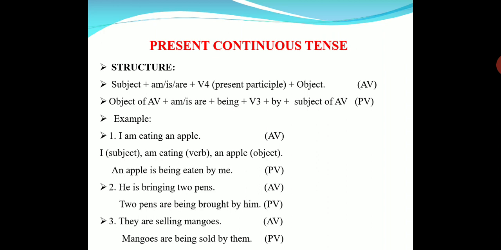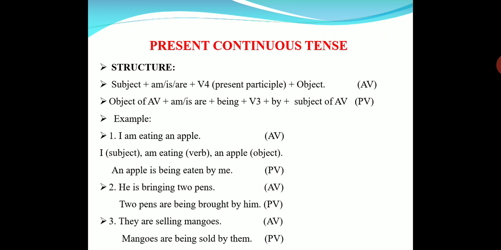And what is the be form we have to use in continuous tense? Being. And what is the V3 form of sell? Sell, sold, sold. So next we have to add by, and then subject becomes object. What is the subject? They. In the place of object, they becomes them. What is the total sentence? Mangoes are being sold by them. Okay.